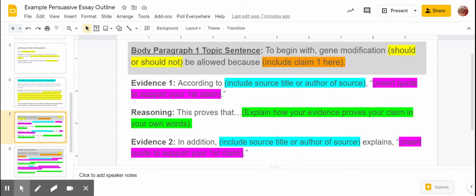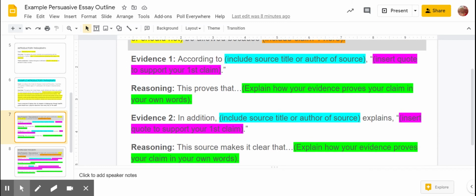You need to then explain how it proves that it should be allowed. Okay, so you have to support your topic sentence here, your claim. You said it should be allowed because it can help prevent diseases. Well, then you need to make sure that you reach back to that with your reasoning. You do the same thing for evidence 2 and then your reasoning 2. Okay, you can use the same source, but I would not list the title twice. It gets really wordy. So you could say in addition, and then you could put the author's name in there, explains, and then you could put the quote. And once again, you're explaining it. Make sure you're not repeating yourself.